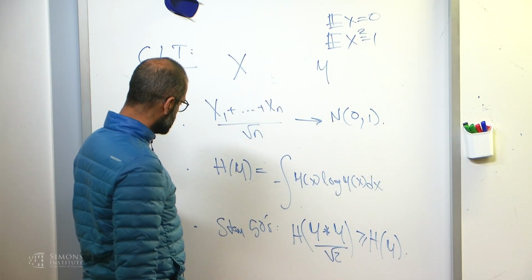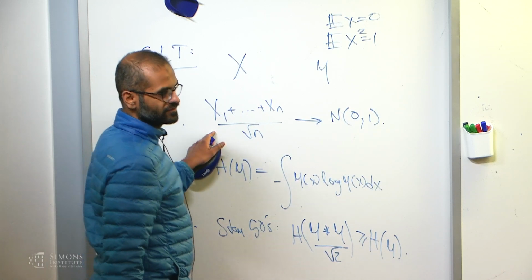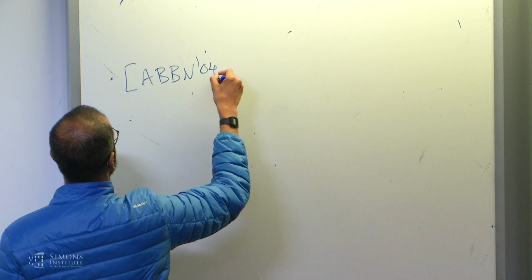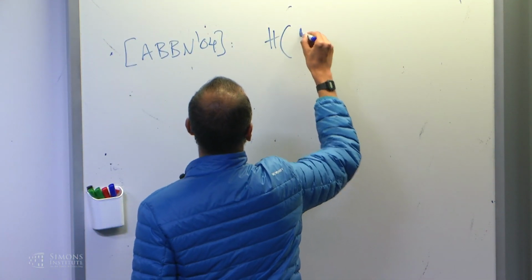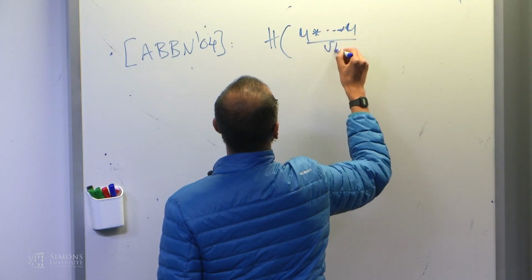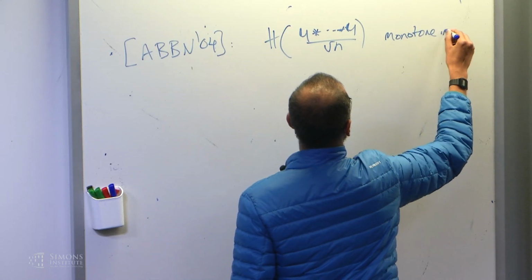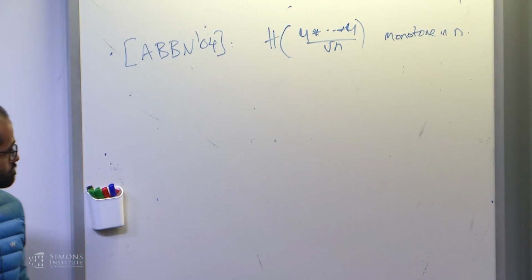Proving that this is actually monotone in n was open for over 50 years. And there's a paper of Artstein, Ball, Barthe, and Naor from 2004, which actually proves that if you look at the entropy of these sums, then this is monotone in n. So as n gets bigger, this entropy actually increases.